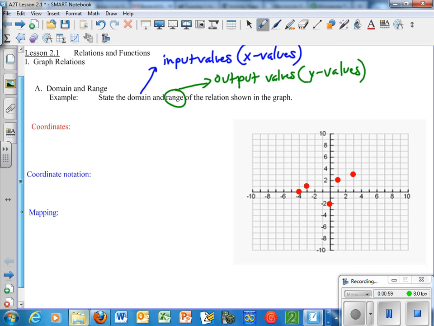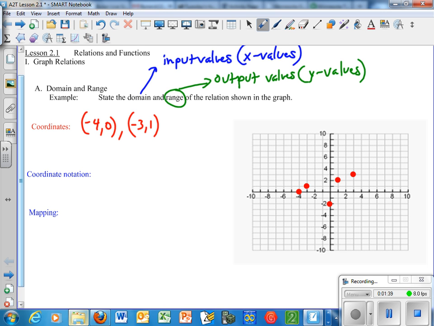Alright, so this first thing we're going to look at is pretty much a scatter plot here. If we look at the graph, we're given 5 coordinates on that graph, and we're asked to state the domain and range shown in the graph. First of all, we're going to list the coordinates. I'm going to go from left to right, working from the leftmost point to the rightmost point. The leftmost point has coordinates -4, 0, since it's on the x-axis. The next point is at -3, 1.